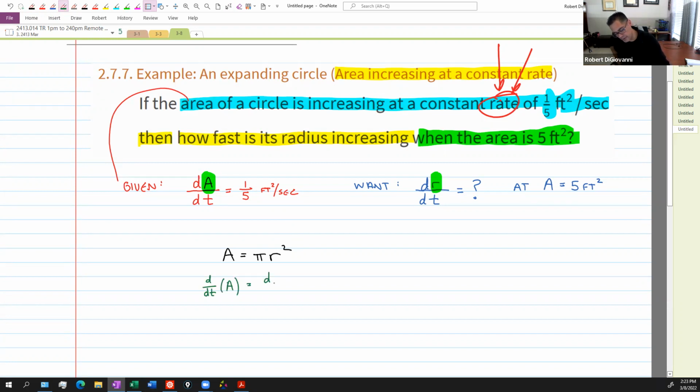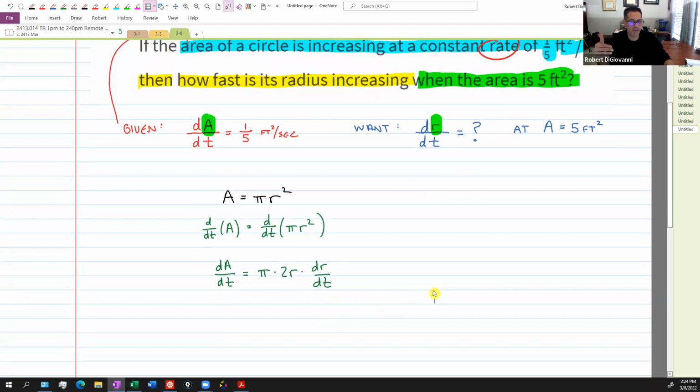Isn't that the exact same derivative we just did? It's the exact same problem, in terms of the differentiation, the equation. We get dA dt equals pi times 2r times dr dt. I went through this quick because we just did that derivative. Notice now though, dA dt, you're given, 1/5. dr dt, we want. So I'm happy to see those.